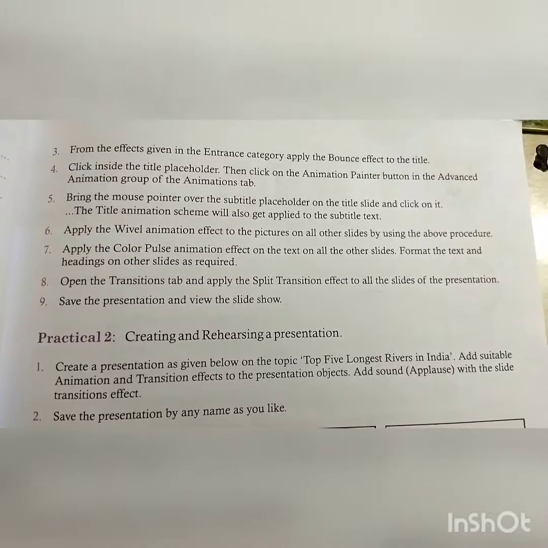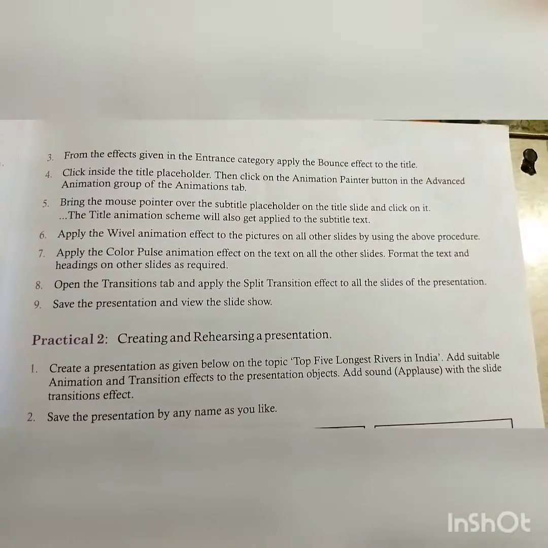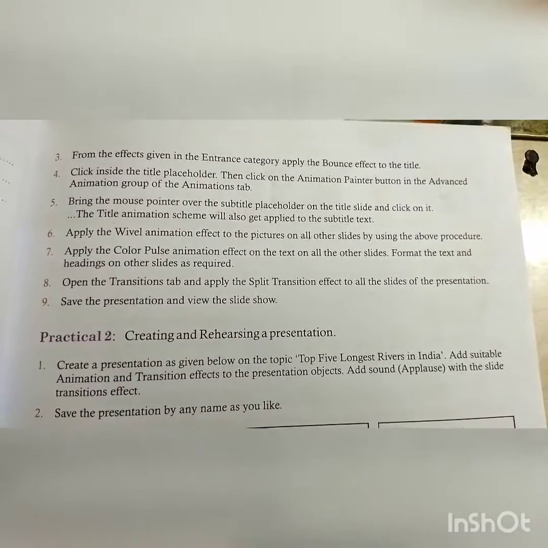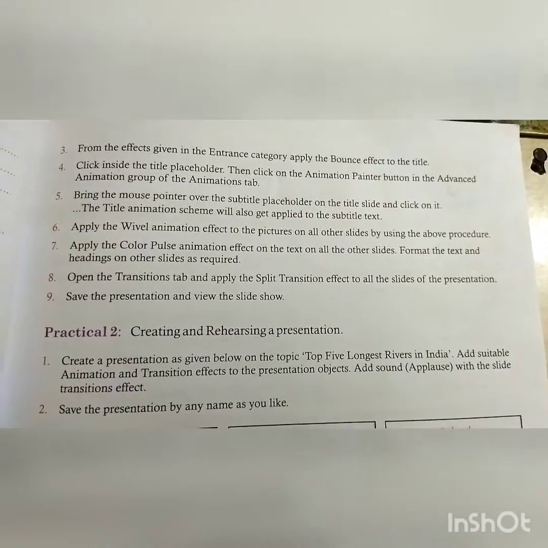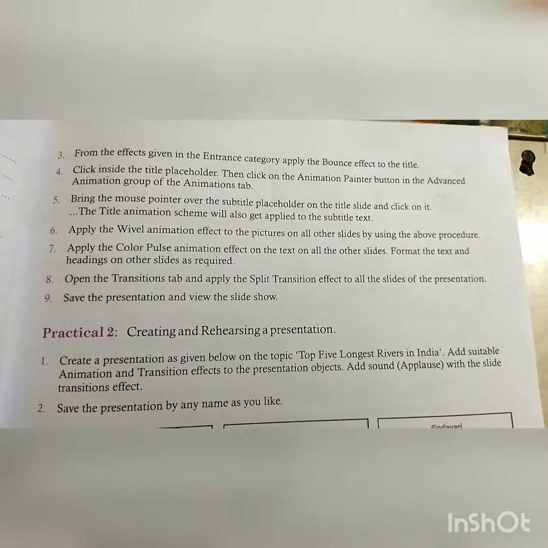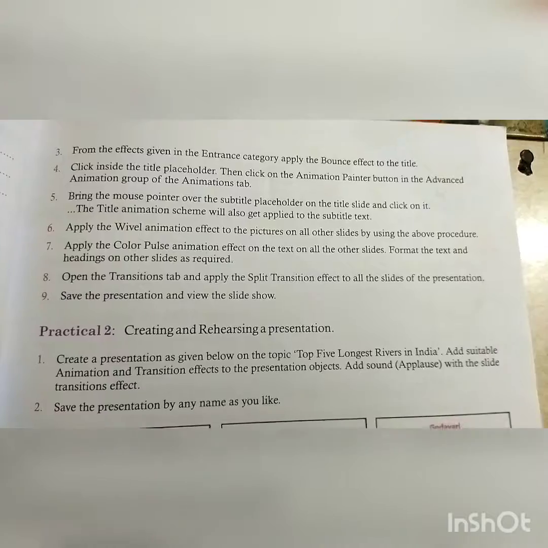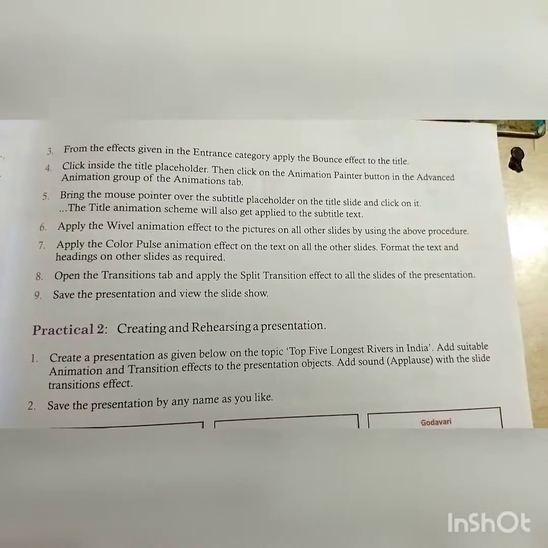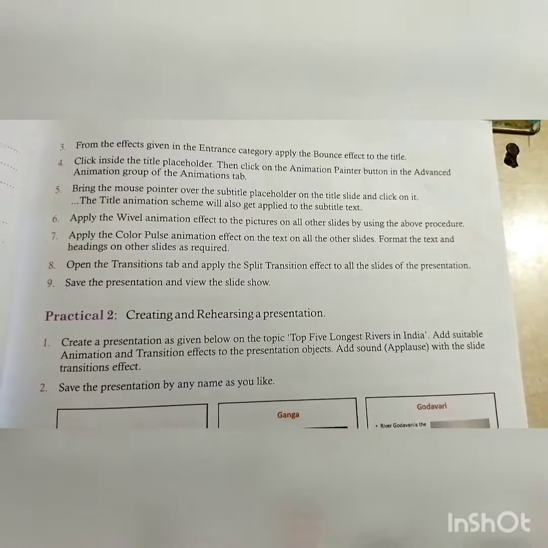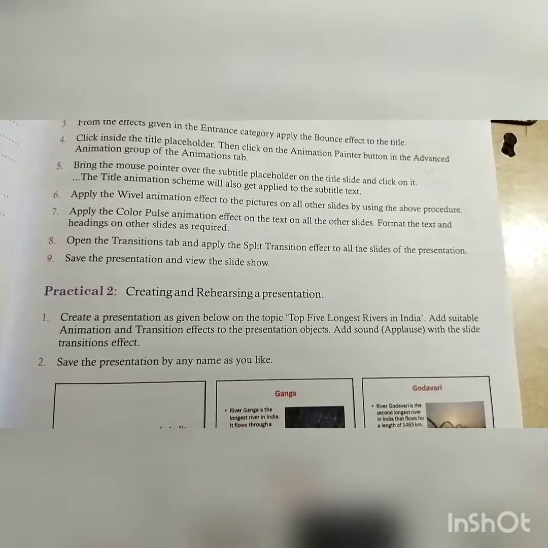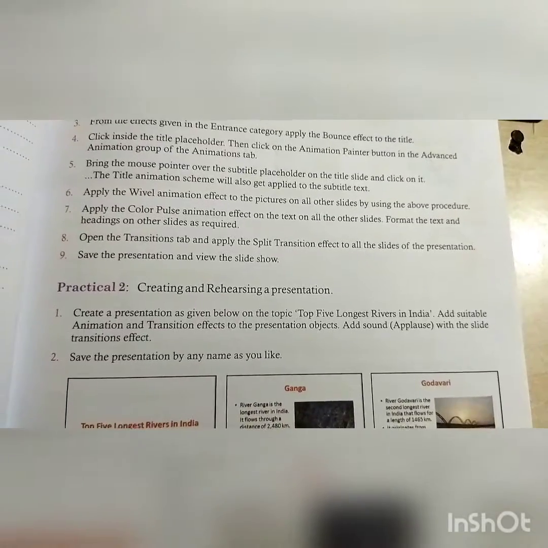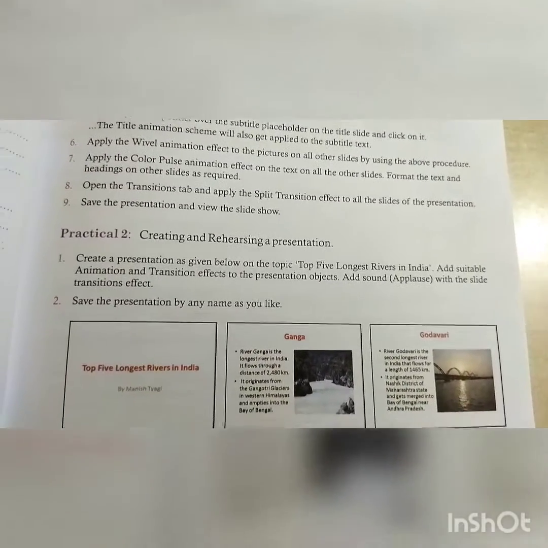Then students, after that apply the color pulse animation effect on the slide text on all the other slides. So you will format the text and headings on other slides as required. Then after that, open the transitions tab and apply split transition effects on the slides. After that, save the presentation and view the slideshow.